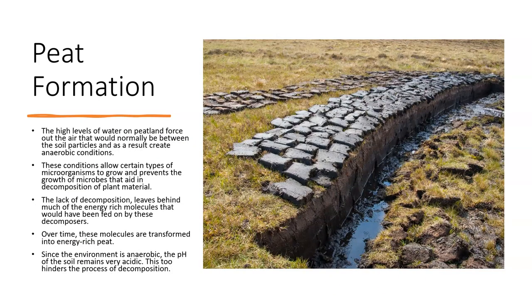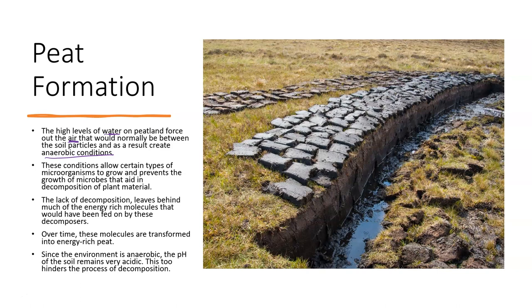So a little bit more about peat formation. You can see that these peat lands are very saturated with moisture, and it must be that way because the high levels of water on peat lands force out all of the air that would typically be between the soil particles. Because it is so waterlogged, it forces the air out, and because the air has been forced out, it creates anaerobic conditions. We know that anaerobic means without oxygen. It makes total sense. If we put water into the soil and keep the soil waterlogged, it's going to force the air out, which in turn forces oxygen out, contributing to anaerobic conditions.